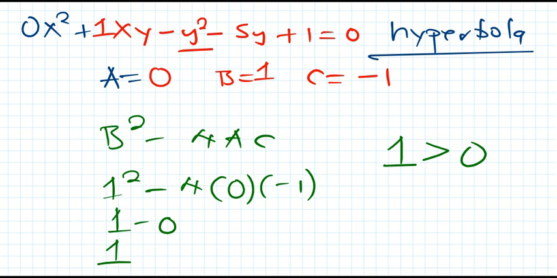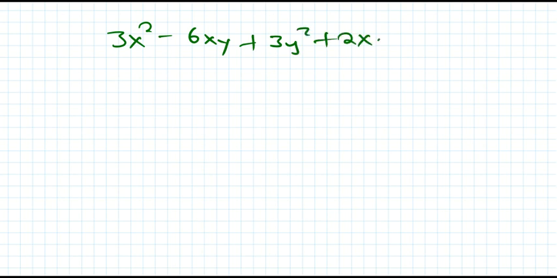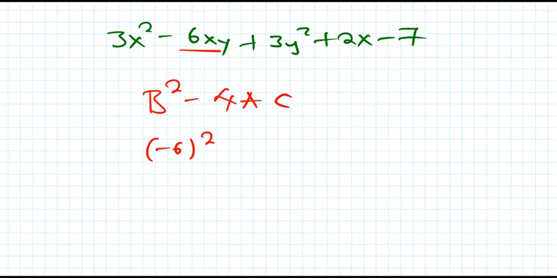And then of course, lastly, 3x squared minus 6xy plus 3y squared plus 2x minus 7. Do the same, b squared minus 4ac. Your b is the coefficient of xy, so that's a minus 6. Your a is the coefficient of x squared, which is a 3, and your c is the coefficient of y squared, which is a 3 as well.